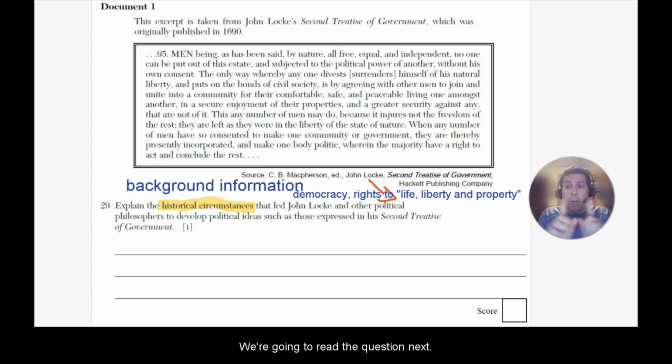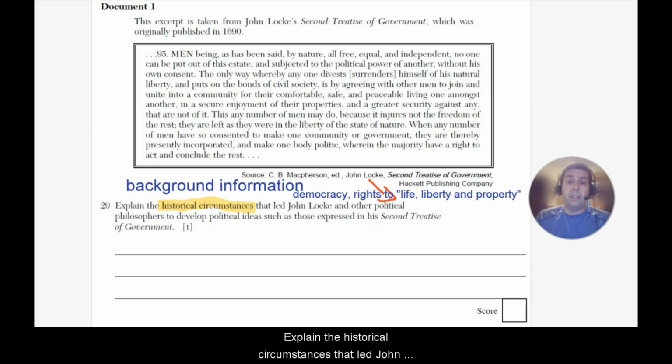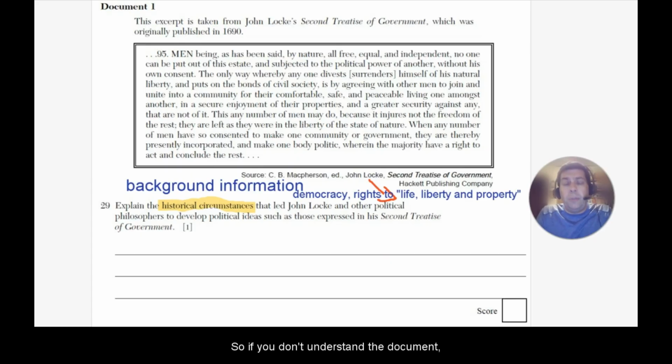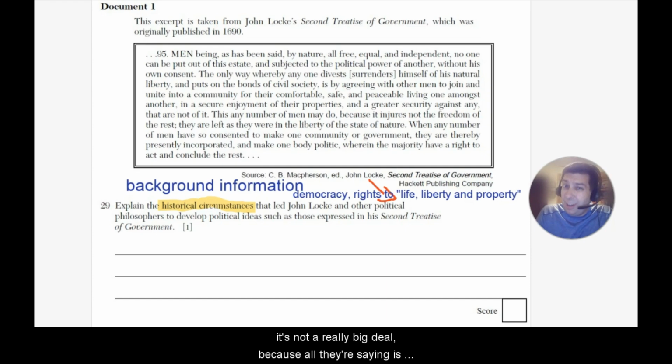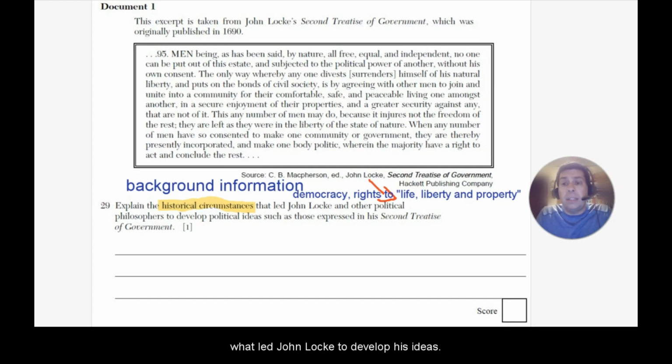So we looked at the sourcing info. We're going to read the question next. Explain the historical circumstances that led John Locke and other political philosophers to develop political ideas such as those expressed in his Second Treatise of Government. Okay, so that's what we're looking for. Historical circumstances. If you don't understand the document, it's not a really big deal, because all they're saying is what led John Locke to develop his ideas.